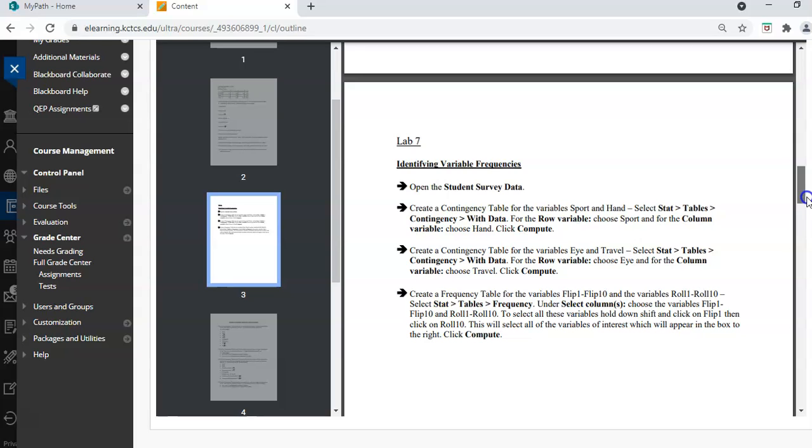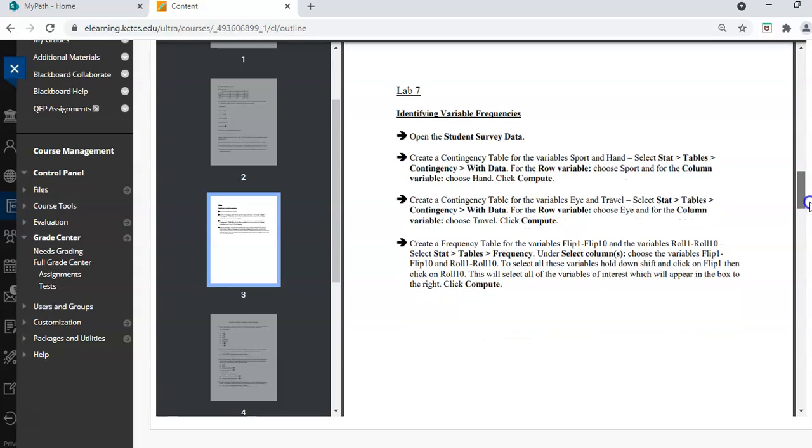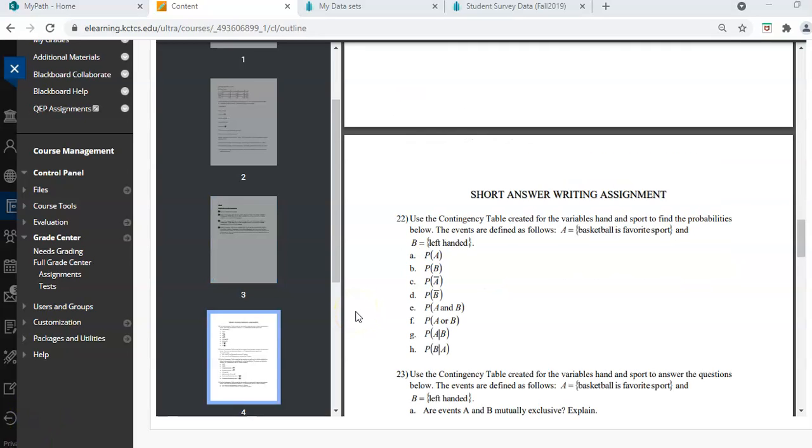All right, now let's go back to 22 and I'll go ahead and build whatever contingency table we're wanting for 22 first, and then we'll answer the questions. Okay, so for 22, we have that A is that basketball is their favorite sport, and B is left-handed. Now, the one that you had to answer that you missed on the quiz was G, but just in case, we'll walk through these very quickly.